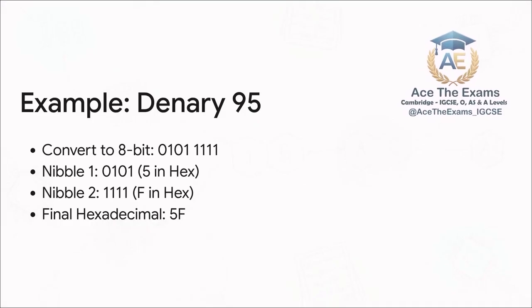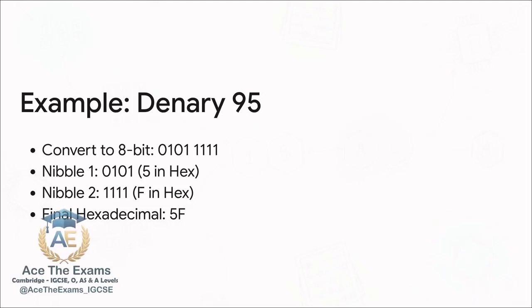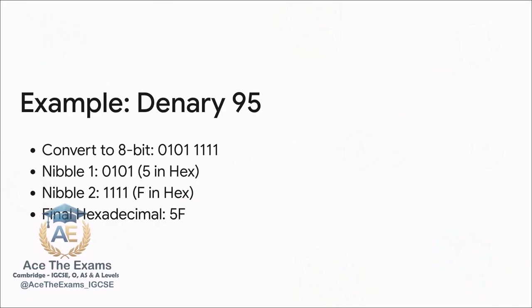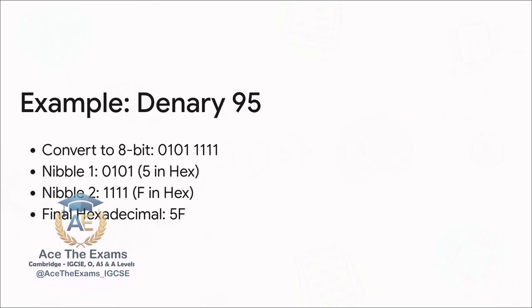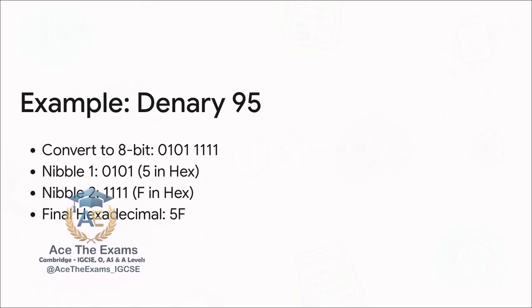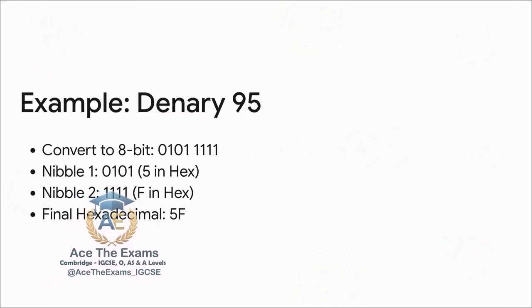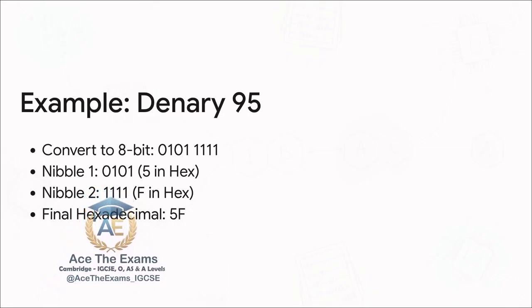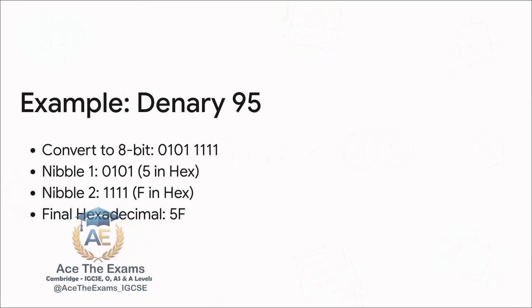Let's actually put this framework to the test with a real number. Let's use 95. Okay, step 1, convert 95 to 8-bit binary by finding the place values that add up to 95. That gets us 0101 1111. Step 2, chop it in half. Our first nibble is 0101, our second nibble is all ones. Step 3, we pull from our mental cheat sheet. 0101 is 5 in Denary, so that's a 5 in hex. And 1111, that's 15 in Denary, which translates to F in hex.